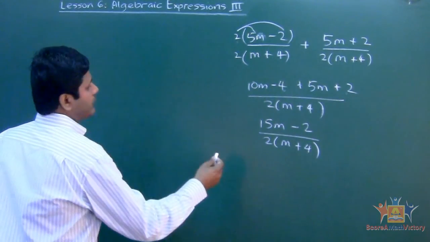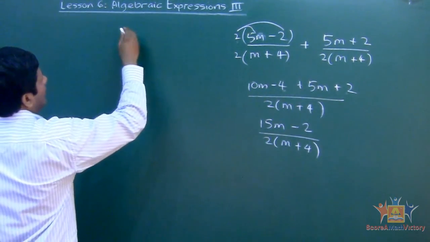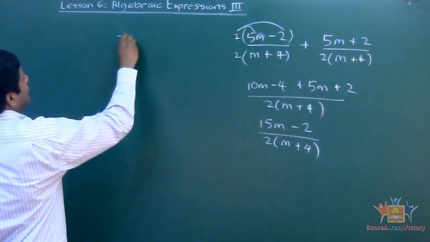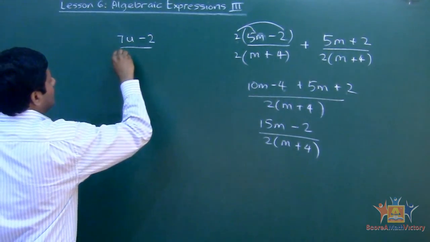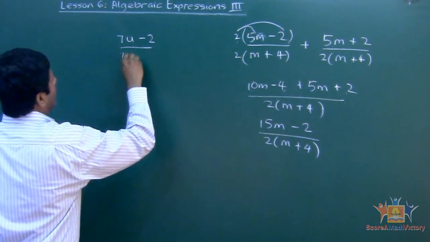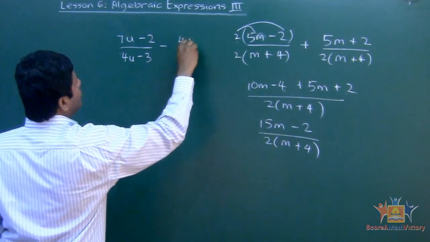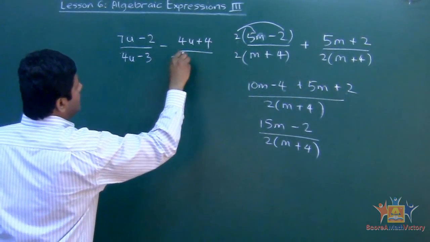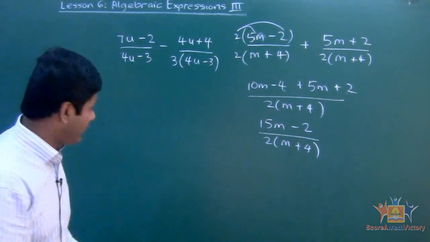Alright? So let's say Mr. Mac gives you a minus. Okay, let's say 3. I know Mr. Mac has been using 3 a lot. Okay, let's just change. Okay, let's say 7. Okay, 7u minus 2 over, let's say, 4u minus 3 minus 4u plus 4 over, let's say, 3 times 4u minus 3. Right there.